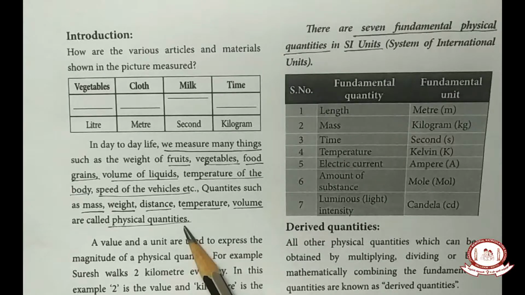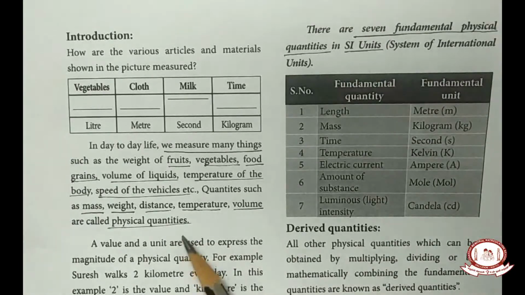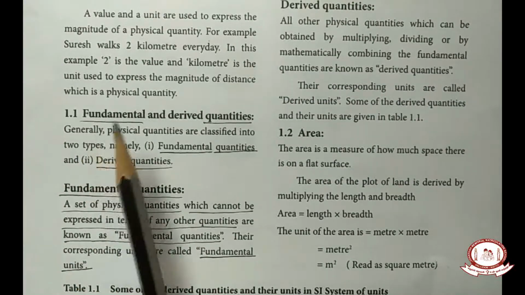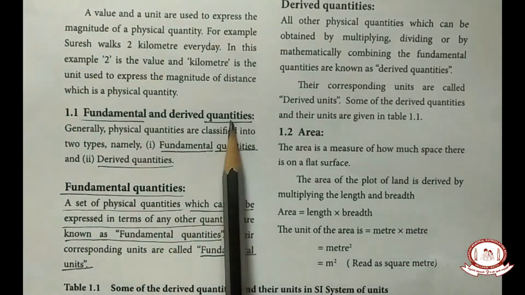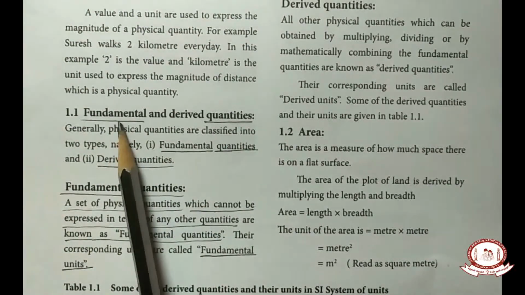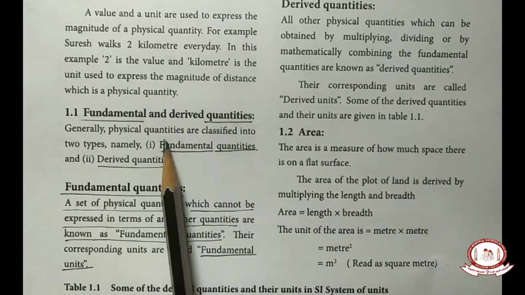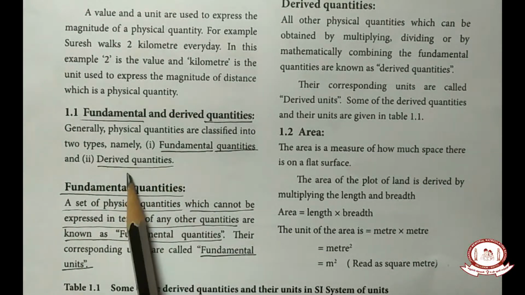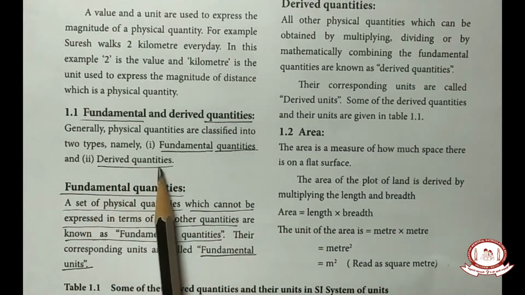What are physical quantities? We are measuring many things. The quantities which are used to measure are called physical quantities. As I said earlier, today we are going to learn about fundamental quantities. Physical quantities are again classified into two types: fundamental quantities and derived quantities.